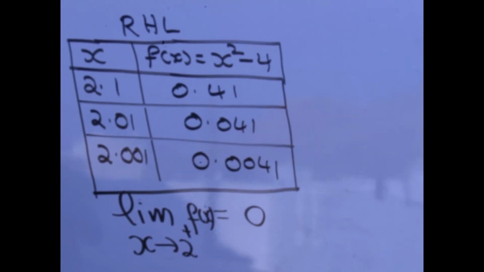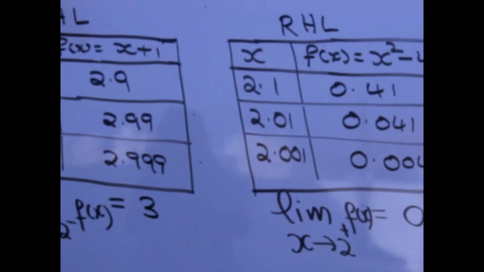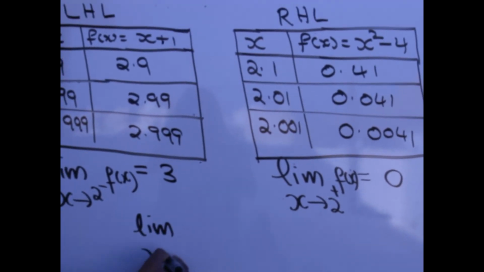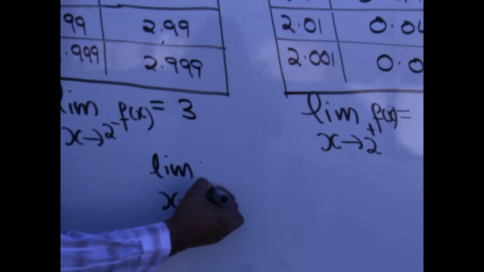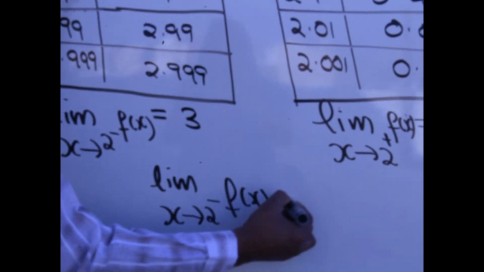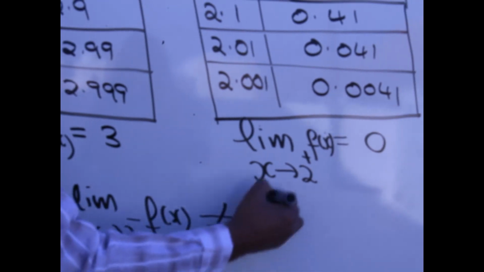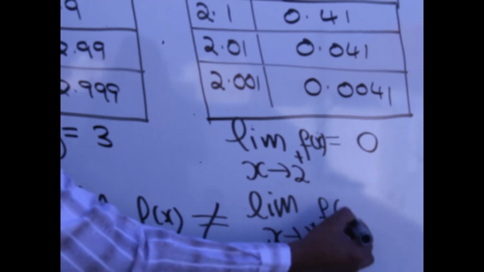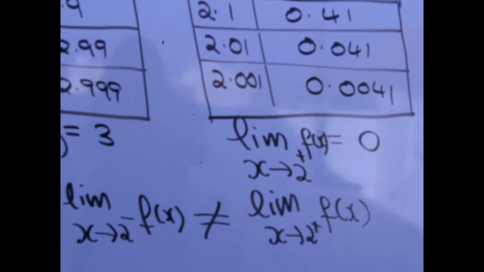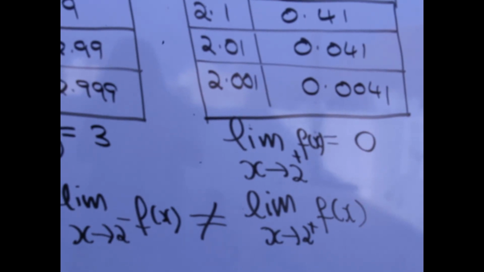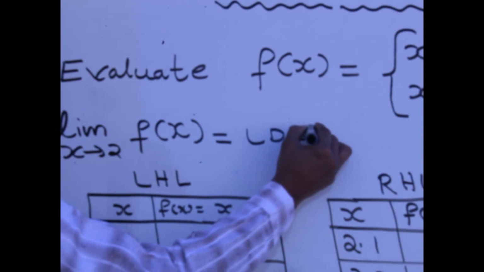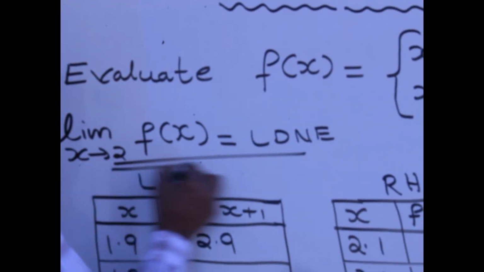So we have to consider these two values here, 3 and 0. By looking at these two values, we know that limit x tends to 2 minus of f of x is not equal to limit x tends to 2 plus of f of x. These are not equal, so we can conclude the limit does not exist. Thank you.